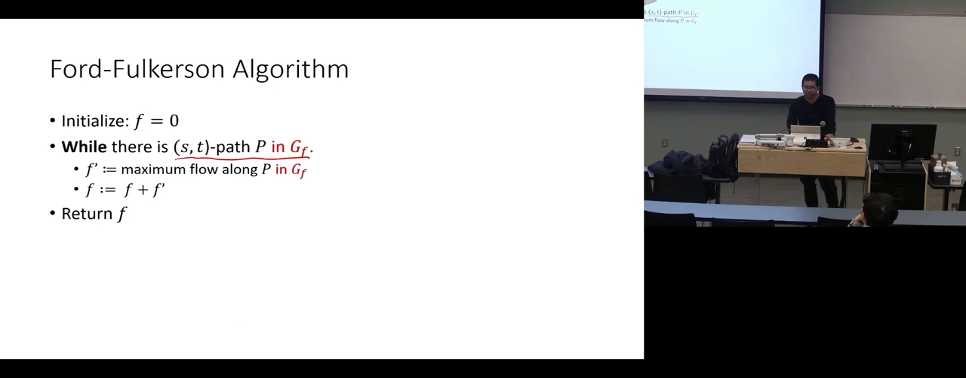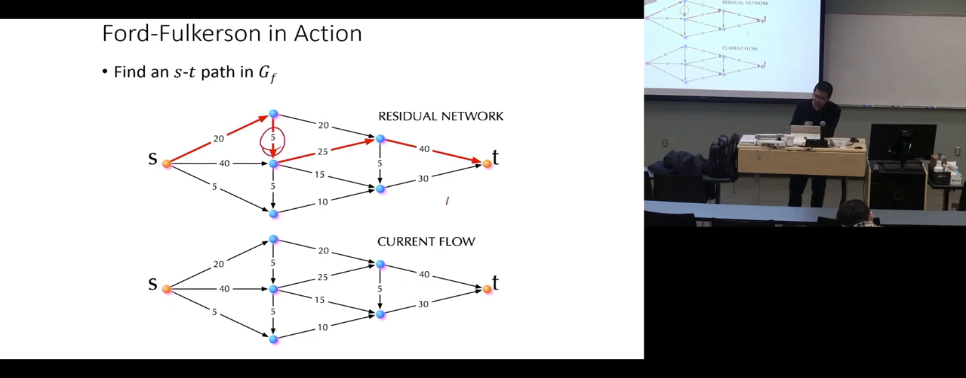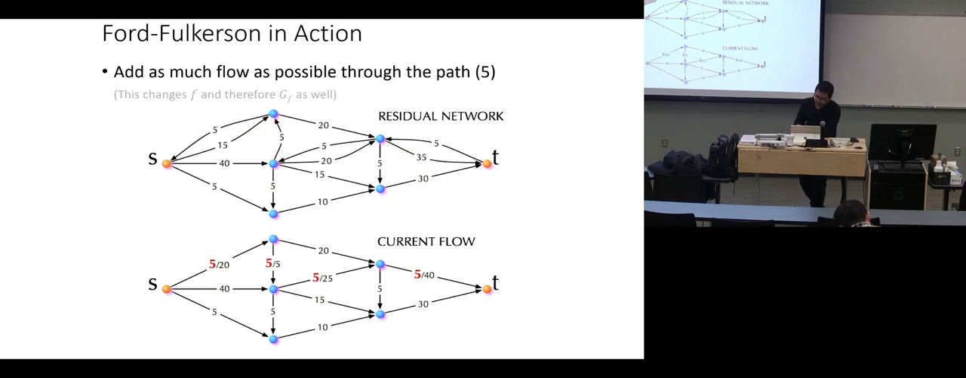So that's the algorithm. Let's see how it works in action. In the beginning, the flow is empty, so the residual graph and the current graph are the same. Now you try to find a path in the residual graph. And you get that 5 is the bottleneck. So you send 5 units of flow along this path. Once you send the flow, you need to update the residual graph. So now the residual graph is updated, and that finished the first round.